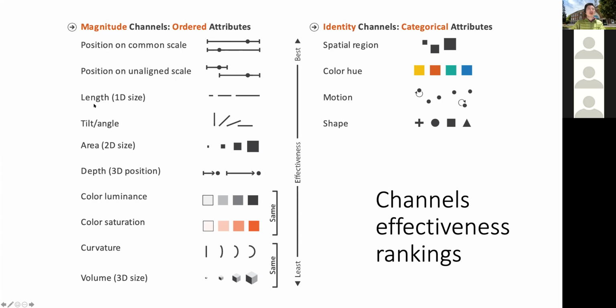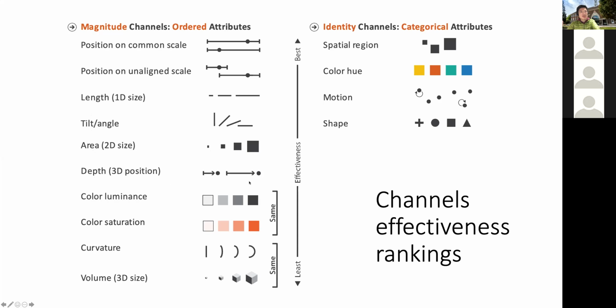Then you can use length to represent ordered attributes like numbers, but this is less effective compared to these two. Then tilt and angle, again you can use them to represent values, but they are actually more accurate or effective than size. Even less accurate or effective is depth.